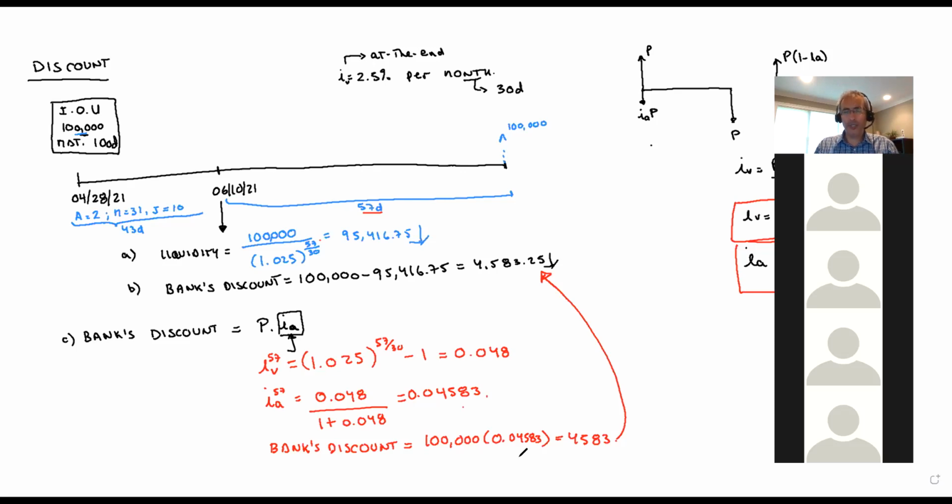Makes sense to you? Yeah, and I think that last answer, if I'm correct, the bank's discount is 4580. Right. Oh, 4580.15 if you want. Yeah, should be closer to this number. But you know, that's okay. We just use the calculator.